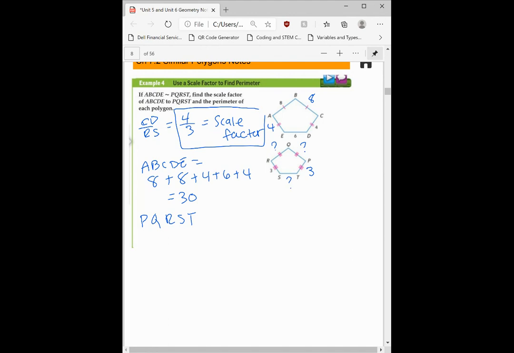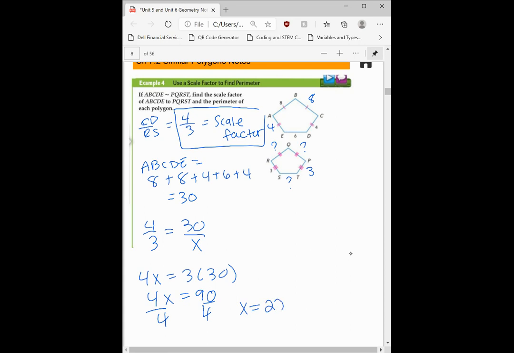Well, in order to find that, we're going to take the perimeter of the first one, and we're going to create a proportion. So we had 4/3, which was our scale factor, is going to be equal to 30 over x, because we're trying to find the perimeter of PQRST. So if we cross multiply, we get 4x is equal to 3 times 30. That's 4x is equal to 90. Divide by 4. We get x is equal to 22.5, which is going to be the perimeter of PQRST.